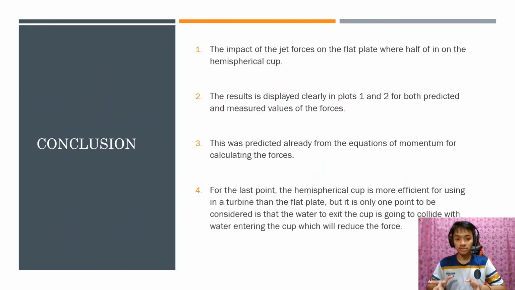As for a conclusion, the impact of the jet forces on the flat plate were half of that on the hemispherical cup. The result is displayed clearly in plot 1 and plot 2 for both predicted and measured values of the force. And this was predicted already from the equations of momentum for calculating the forces. And for the last point, the hemispherical cup is more efficient for use in a turbine than the flat plate. But there is one point to be considered, which is that the water exiting the cup is going to collide with water entering the cup, which will reduce the force.